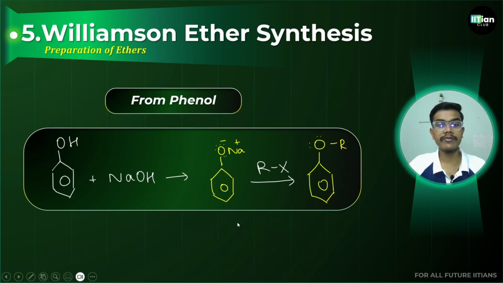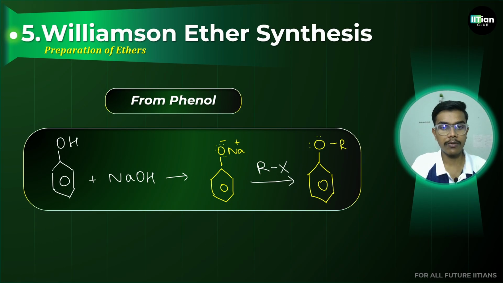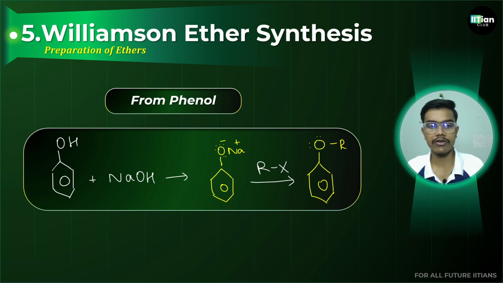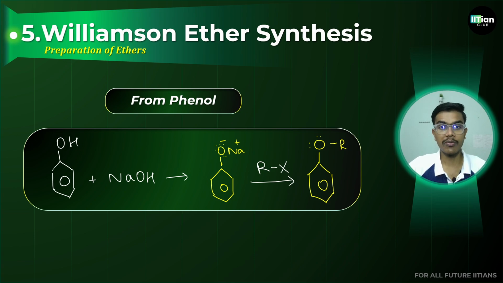You can also form ether from phenol with one group as aryl group and the other as alkyl group. You can see when you are reacting phenol with NaOH, you will be getting that phenoxide moiety, and then when you are reacting with alkyl halide, you will be getting the final ether. I hope you got this.